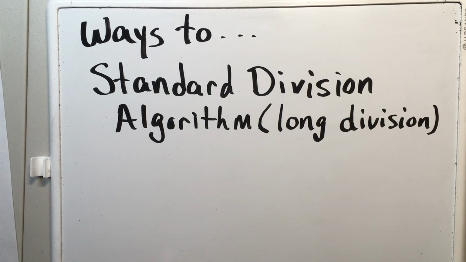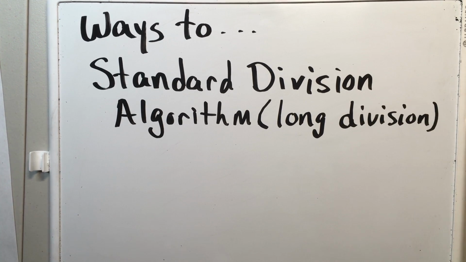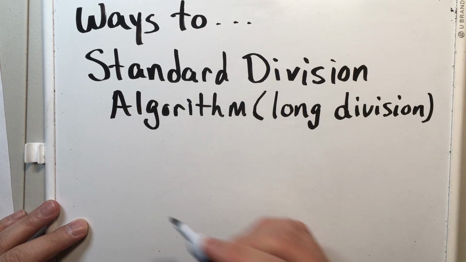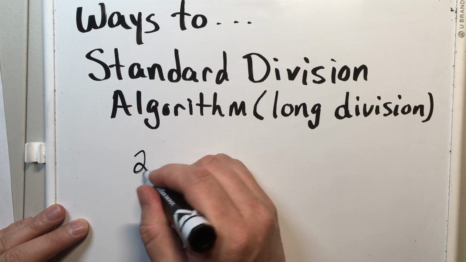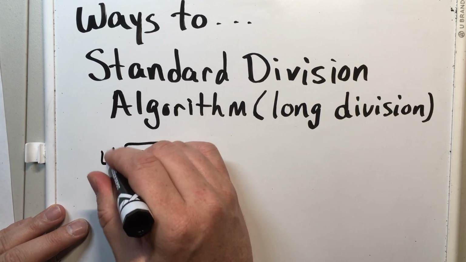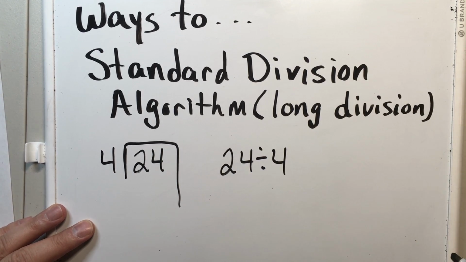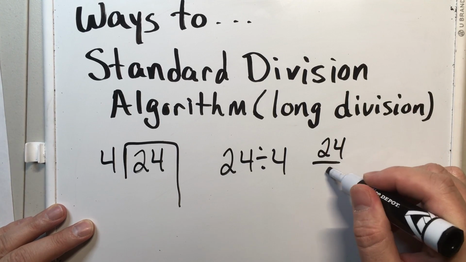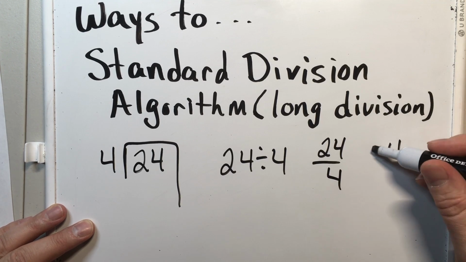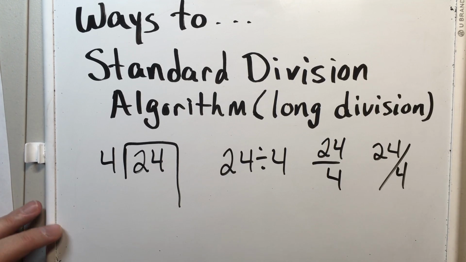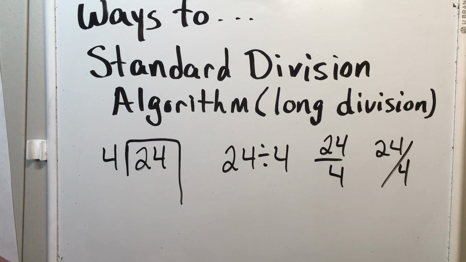The first thing I want to point out, and I did this for my other video, ways to divide with the partial quotients, is to just do a quick little review of how division looks. It can look in many different ways. It can look like this, 24 divided by 4. It can look like a fraction. Sometimes the fraction is written like this with a diagonal line. So it can express itself in many different ways. The most important part that you remember is what the numbers mean.